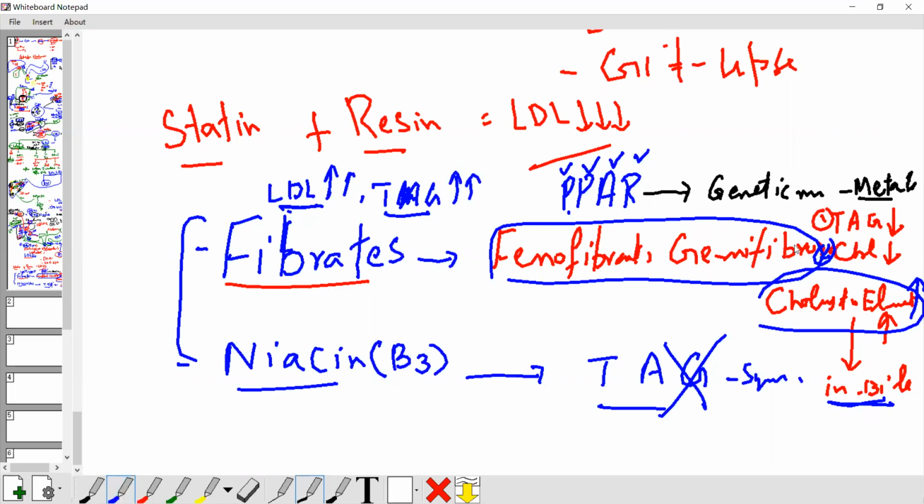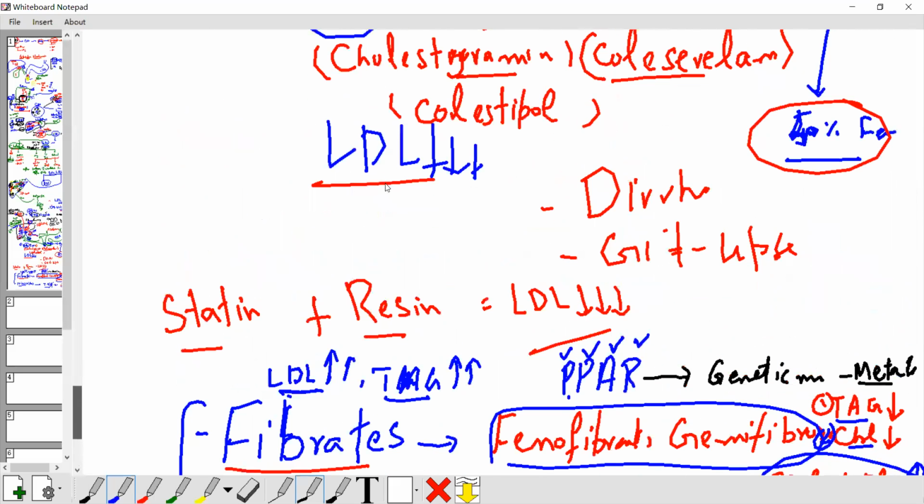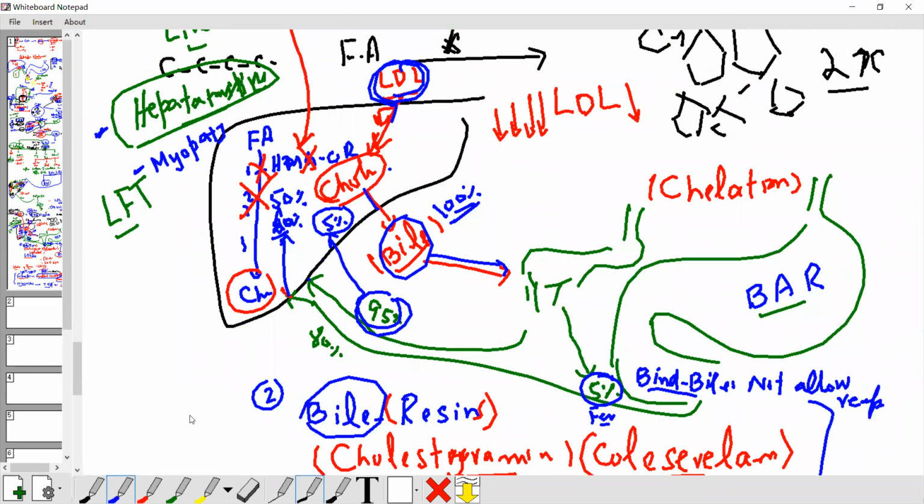In that case you can use fibrate, because what is fibrate doing? They decrease production of TAG, decrease production of cholesterol, and increase the elimination of cholesterol. This pathway, this elimination of cholesterol in the bile, the fibrates work here. Fibrates stimulate this step, and fibrates decrease this step, cholesterol production, and fibrates also decrease TAG production. Understand?